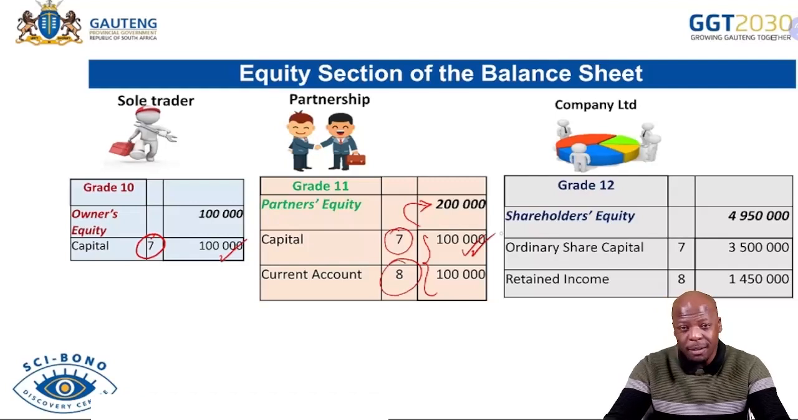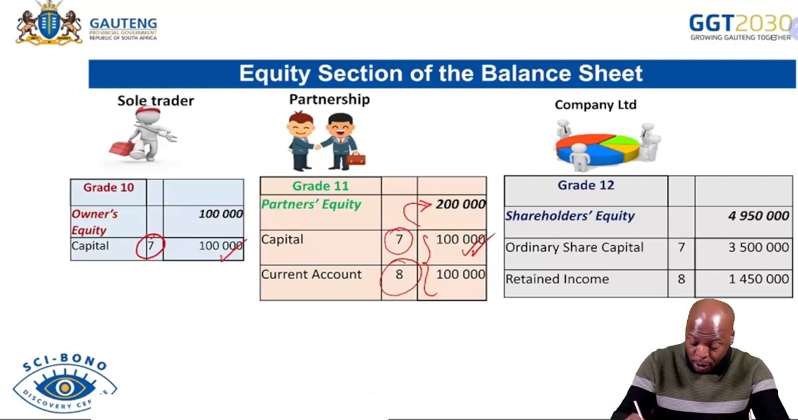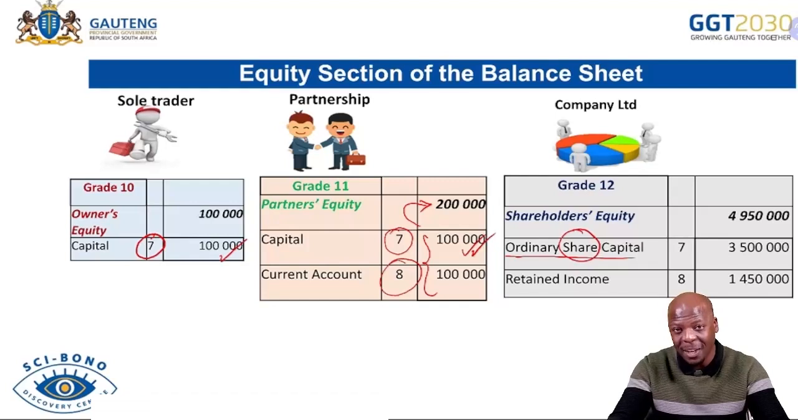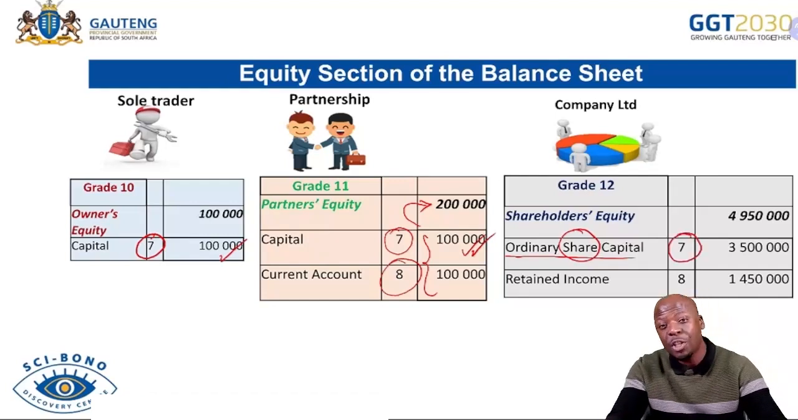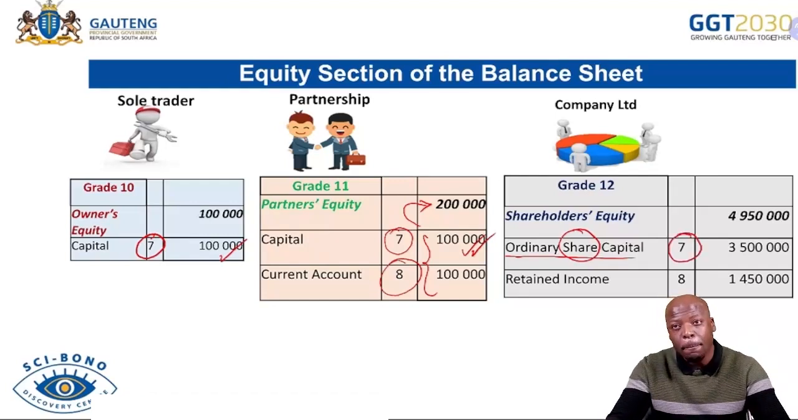In grade 12, this year, things are going to be a bit different. When you go to note number 7, we're now going to open what we call the ordinary share capital. It is because now we're dealing with shares. We already know what shares are. And we also have to open note number 7 for ordinary share capital. You're going to see today, when you open note number 7, how easy this note is.